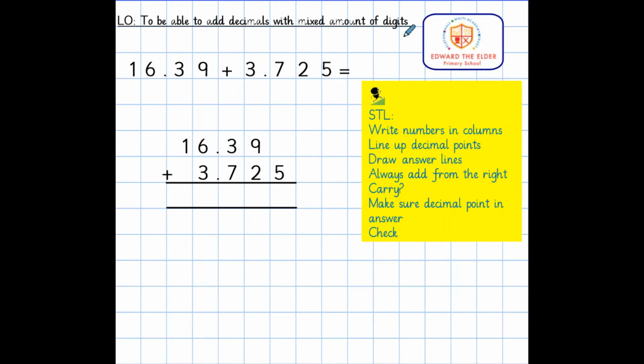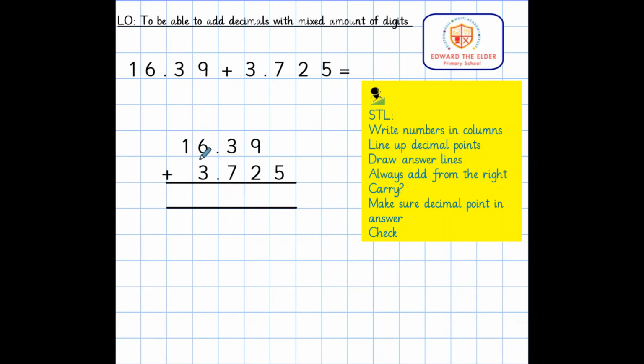By now, we're secure with the compact method. This method will focus on decimals. Our number sentence is 16.39 add 3.725. Here we've got our steps to learning which will help us through this session. The first on our steps to learning: write numbers in columns.